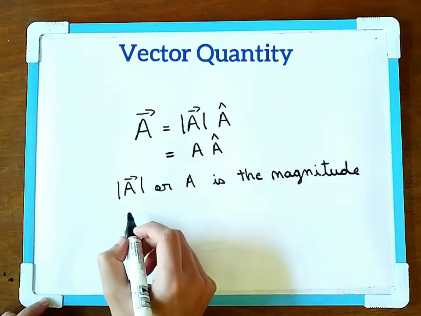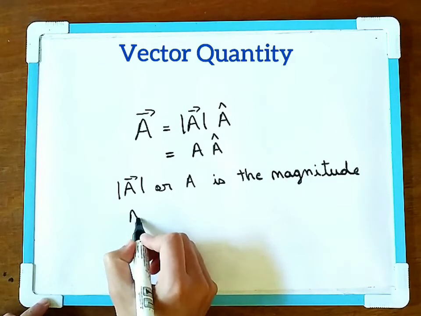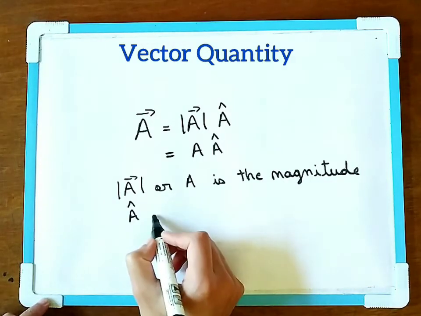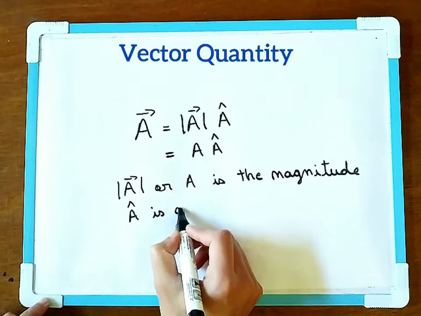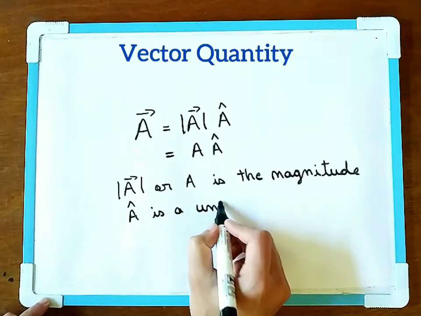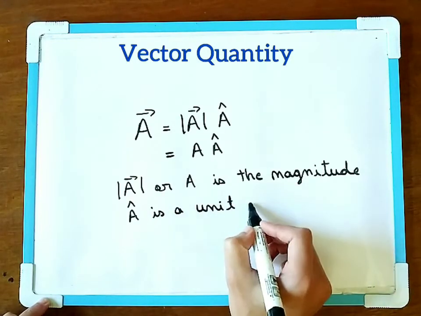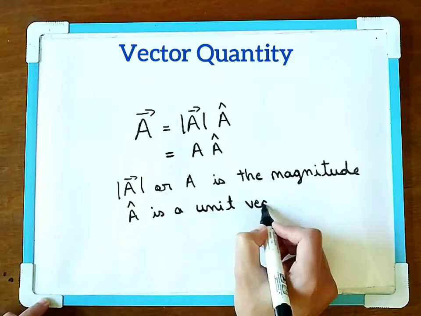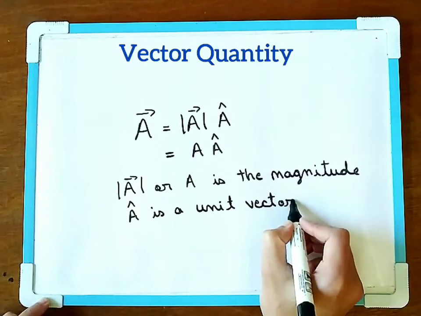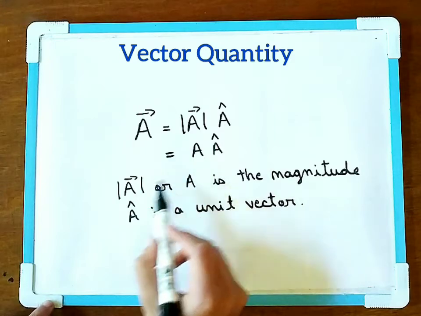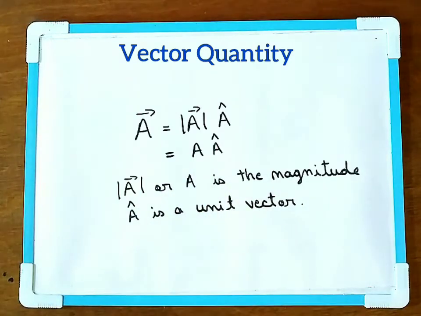And this A cap gives you the direction. It is called a unit vector. It only indicates direction. So we have the magnitude and the unit vector, which only indicates the direction.